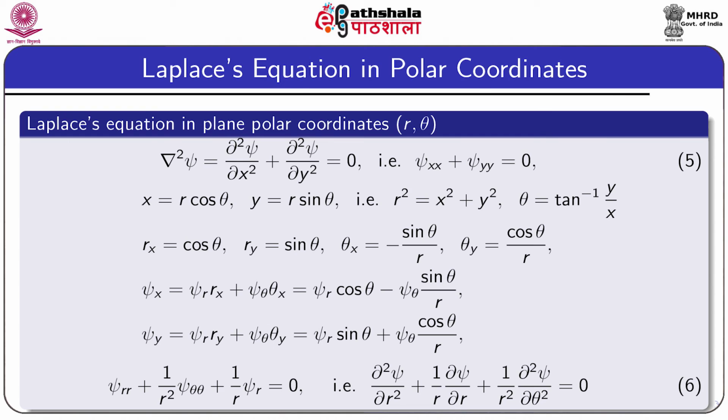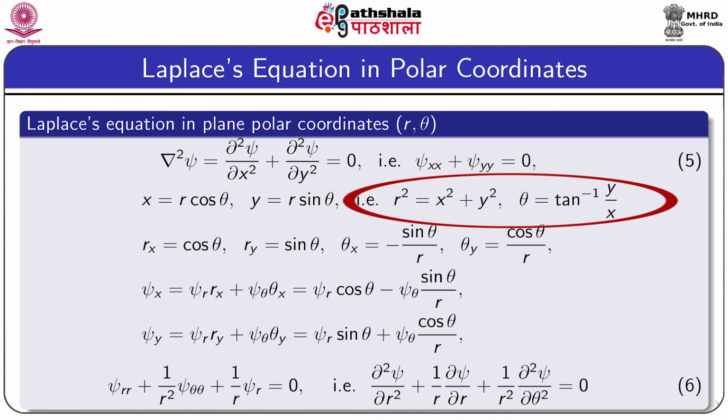Now, I am going to derive Laplace equation in plane polar coordinates. In polar coordinate system, there are two independent variables r and theta. So, here we are trying to write the Laplacian operator, grad square, in terms of the independent variables r and theta. The derivation is shown here. The corresponding transformation is x equals r cos theta and y equals r sin theta. So, from this transformation we can derive that r square equals x square plus y square and theta equals tan inverse y by x.